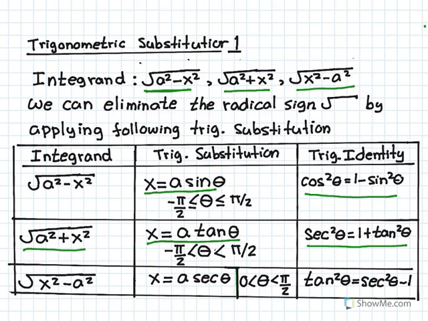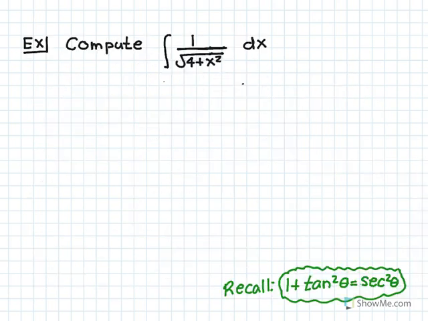If your integral involves root of x squared minus a squared, that means variable squared minus constant squared, you would apply the trig transformation x is equal to a secant theta, and you would use the trig identity 1 plus tan squared theta is equal to secant squared theta. And again, this is of course to eliminate the radicals so that we can solve the integral. Alright, let's look at an example.